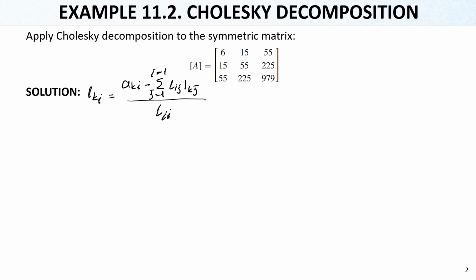And also the other one, Lkk, let's keep this in mind and then continue. Akk minus the summation from j equals 1 to k minus 1 of Lkj square. When you have these, you will easily solve the Cholesky decomposition, apply the Cholesky decomposition actually. So for the first row, for this one, we can skip this equation and just continue with the second equation.